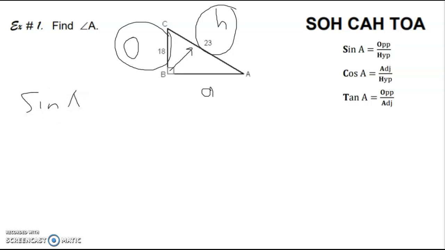So sine A, because they're asking us to solve for the angle A. So sine A equals opposite over hypotenuse. Next step, we're going to fill in what we know. So sine A stays the same, but the opposite we know is 18. So we're going to fill in an 18. And then we know that the hypotenuse is 23. So divided by 23.